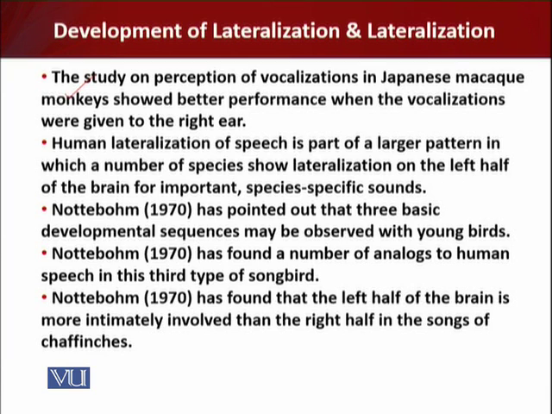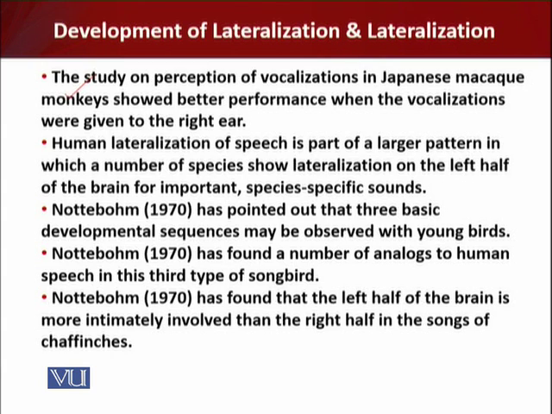This was done by Nottebohm, who pointed out that 3 basic developmental sequences may be observed with young birds. In the first type, the bird develops a normal song even if it is completely isolated at birth and deafened at the hatching stage. Examples of this type are chickens and ring doves. In the second type, the bird will develop the normal song if isolated but not if deafened. Song sparrows are an example. Finally, in the third variety, either isolation or deafening at an early age produces an abnormal song. Chaffinches and white-crowned sparrows fit this pattern.